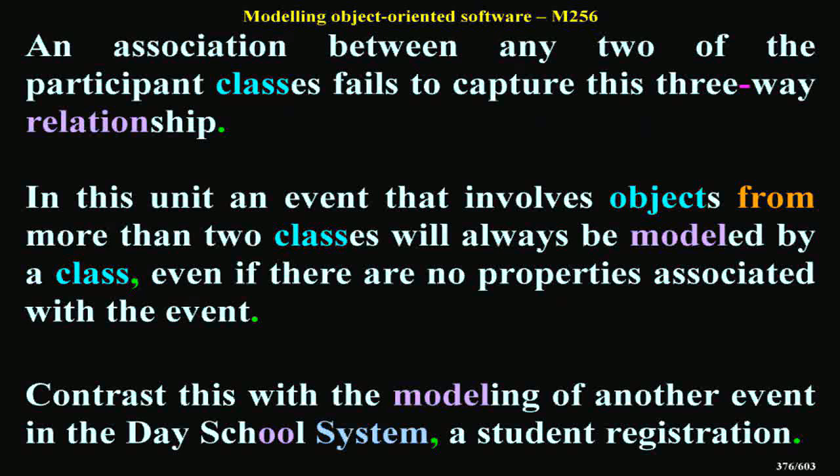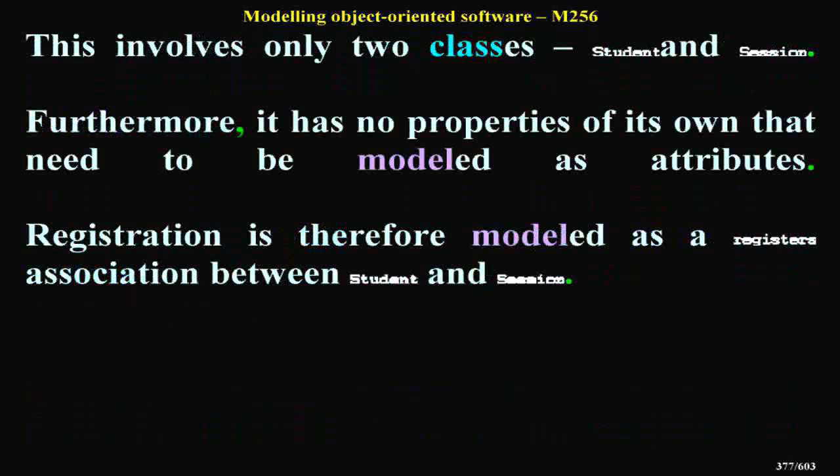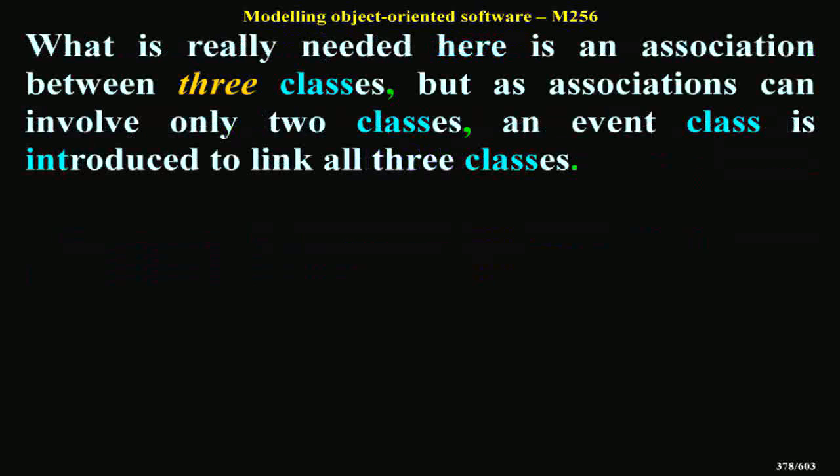In this unit, an event that involves objects from more than two classes will always be modeled by a class, even if there are no properties associated with the event. Contrast this with the modeling of another event in the day school system, a student registration. This involves only two classes and, furthermore, it has no properties of its own that need to be modeled as attributes. Registration is therefore modeled as an association between and. What is really needed here is an association between three classes, but as associations can involve only two classes, an event class is introduced to link all three classes.